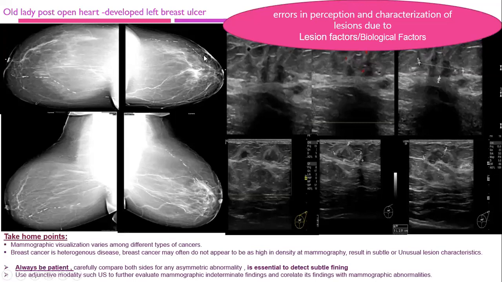Even if you go back, you could not appreciate the underlying mass beyond the site of the ulcer. So it is low density. If you see here, there is subtle spiculation, subtle distortion here. So always we have to be patient. We have to carefully examine the patient, and compare any mammographic abnormality with ultrasound. It's very essential to look for the subtle features, target the same area on ultrasound, and compare it with the corresponding subtle abnormality seen on mammography. Okay?